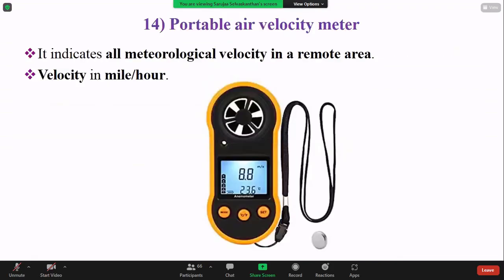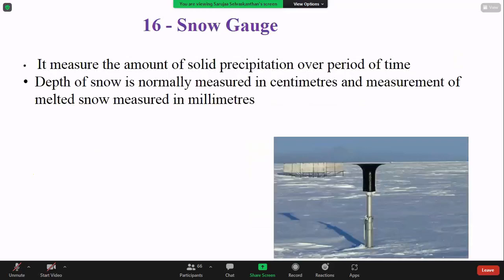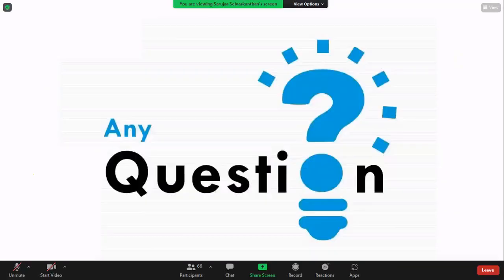And the portable air velocity meter is used to measure the velocity, then the hot wire, speed of wind, direction of wind, thermometer, and relative humidity. And the snow gauge is used to measure solid precipitation. Then, any questions? Again, any question?